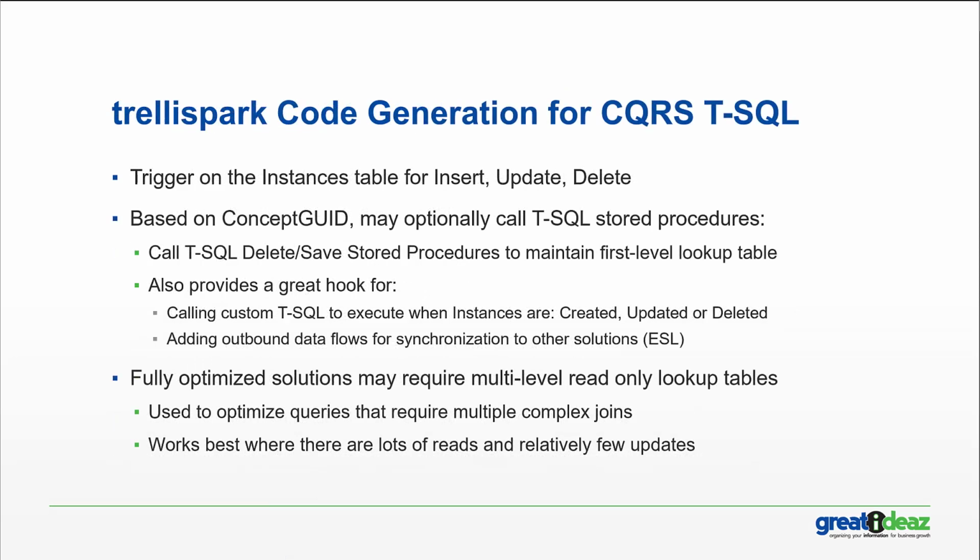So one of the cool things we do in trellispark is we look at the best use of code generation. One thing that we've done is a bunch of code generation to deal with the CQRS T-SQL. Essentially, on the CQRS side, on the command side, whenever somebody comes along and either inserts or updates or deletes a record, we want to actually fire a trigger. So let's have a quick look at what that will look like.